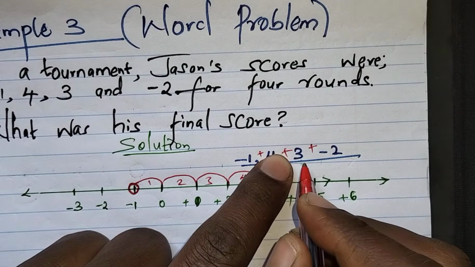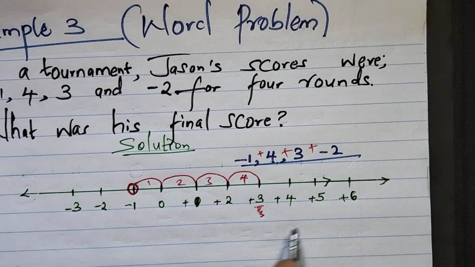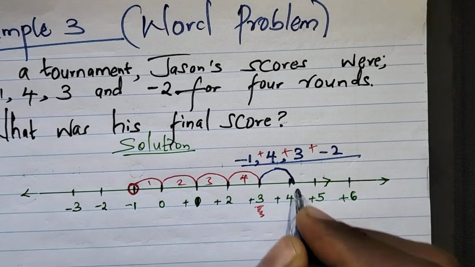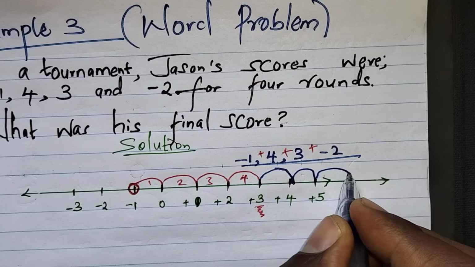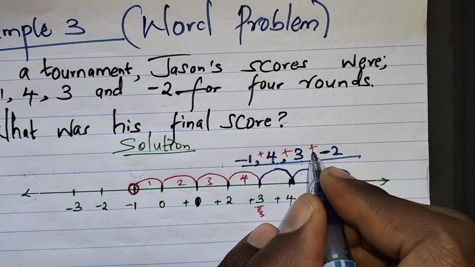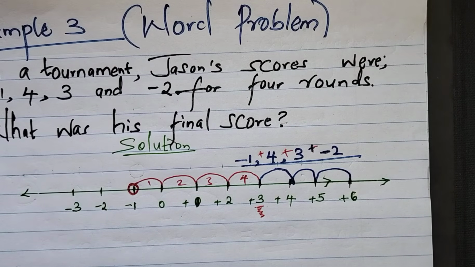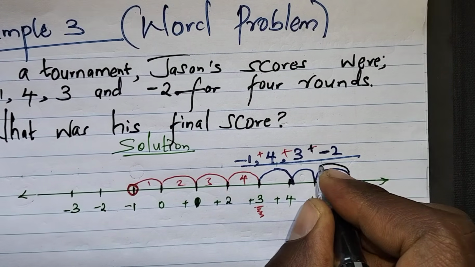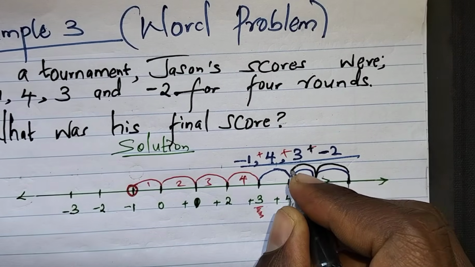Then we move another 3 steps. From where we are, we move another 3 steps. 1, 2, 3 steps. Then we add negative 2. Now instead we shall move 2 steps in the opposite direction to finish up our question. So from 6, we'll move 1 and the last step.